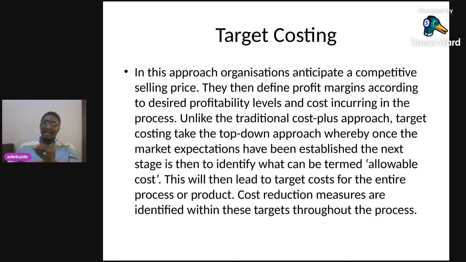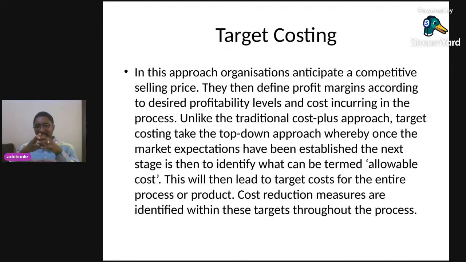Then, of course, we have target costing to measure the cost of supply chain activity. All right, this is another approach where the organization anticipates a competitive selling price, then defines their profit margin according to their desired profitability level and the cost of incurring the process. So, unlike the traditional cost plus approach, where you say this is the cost of me doing it, then you put a little margin on it. That's the cost plus approach.